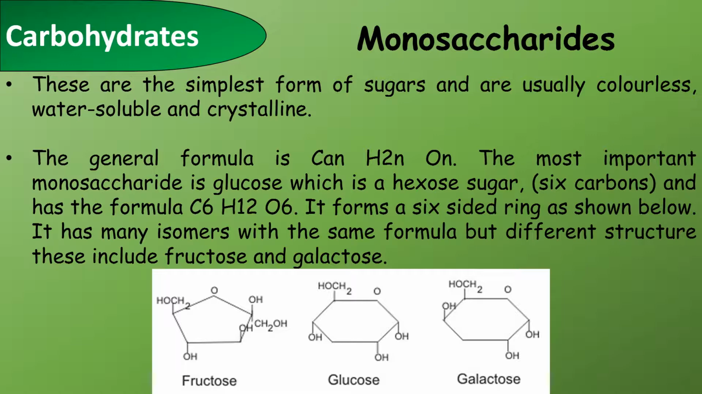The most important monosaccharide is glucose, which is a hexose sugar, so it contains 6 carbons and has a formula of C6H12O6. It forms a 6-sided ring as shown below. It has many isomers with the same formula but a different structure, including fructose and galactose.